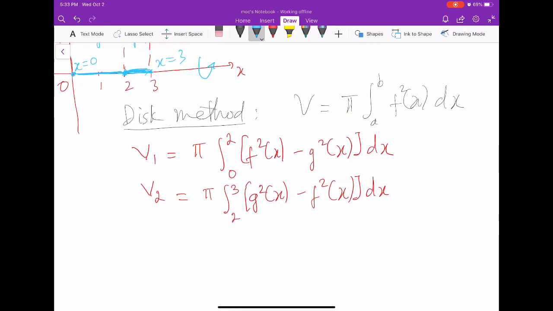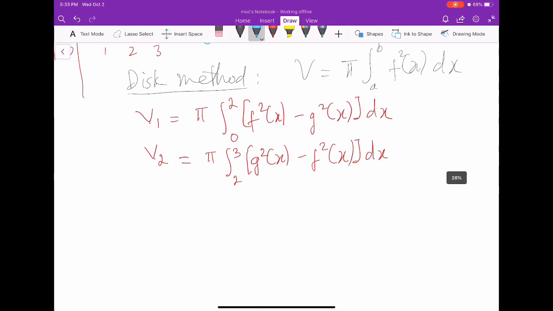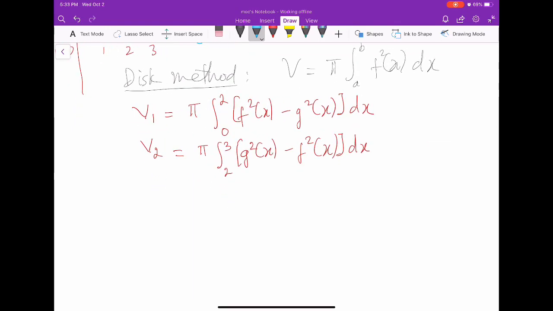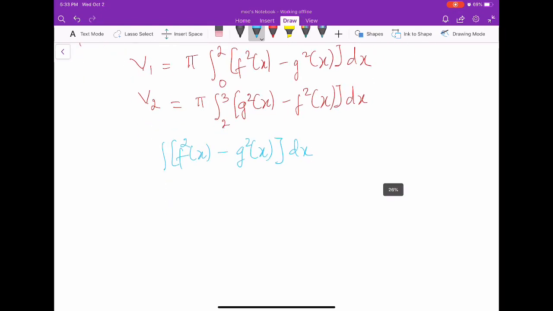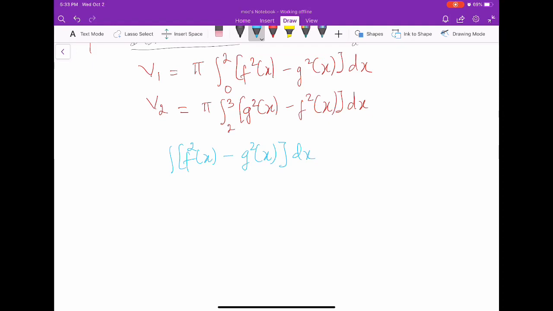But I'll tell you this, we need only one antiderivative. So like the previous problem, I will find the antiderivative of f of x squared minus g of x squared. And then I plug 0, 2, and 2, 3 into this antiderivative to find V1 and V2. That's it. Let me show you how to do V1 and V2. We just plug f and g into this formula.